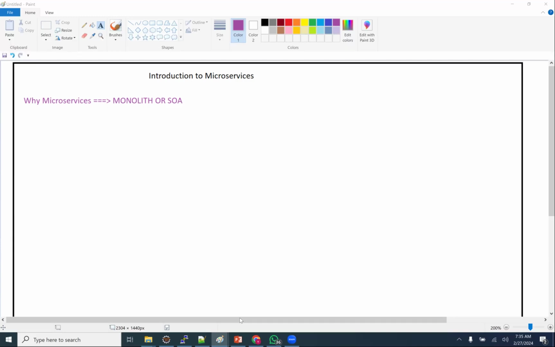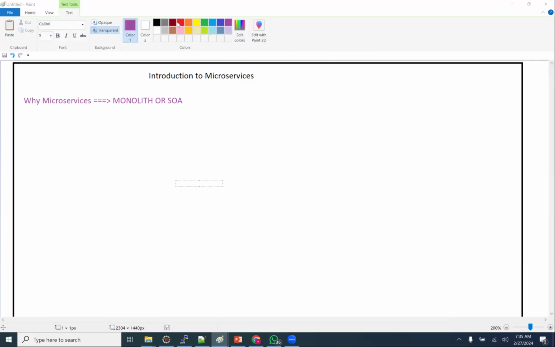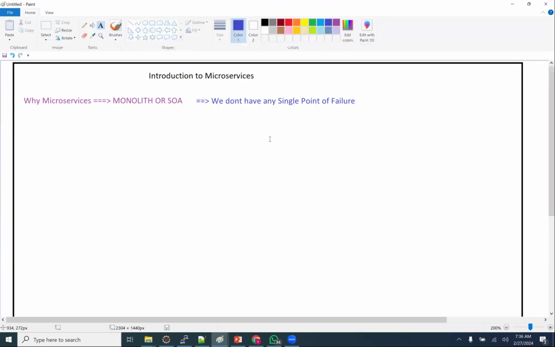A single point of failure will not be there anymore. Okay, very good point. Single point of failure. That's the first point you should tell in the interview. Exactly. That is the main advantage of microservices. Why microservices? We don't have any single point of failure, which we have in old architectures.